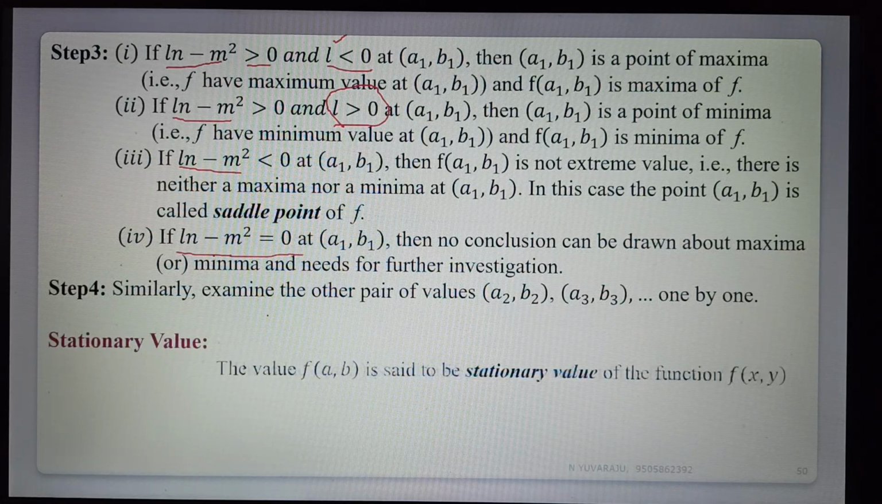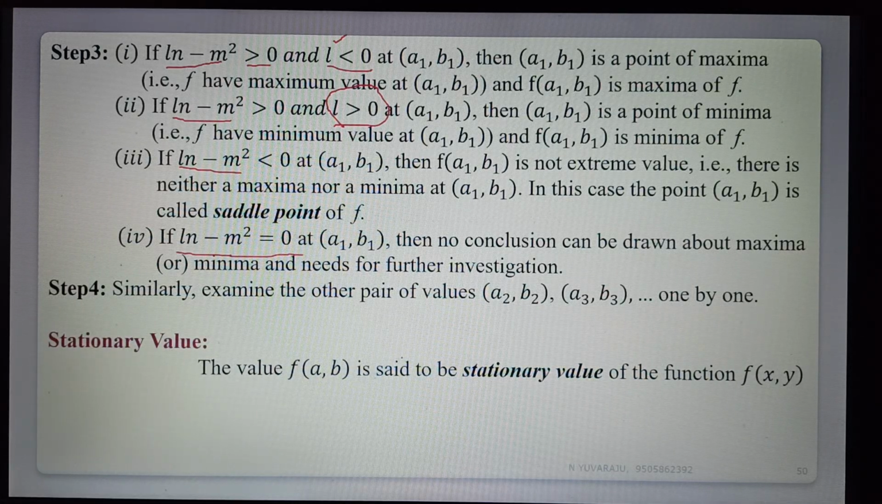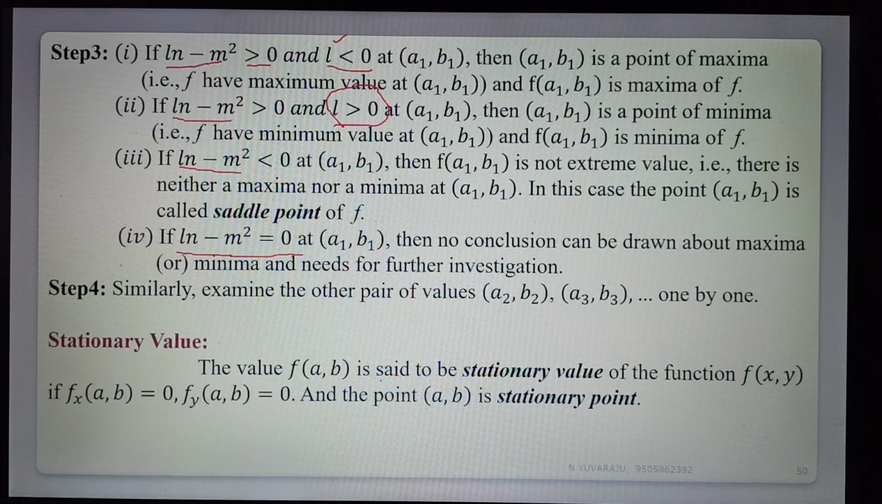Next, stationary value. The value f of a comma b is said to be a stationary value of the function f of x comma y if fx of a comma b is equal to 0, fy of a comma b is equal to 0, and the point a comma b is a stationary point. That means we equate dou f by dou x and dou f by dou y both to 0, solve both equations to get the points, and those points are called stationary points. Substituting those points in the function gives the stationary value.